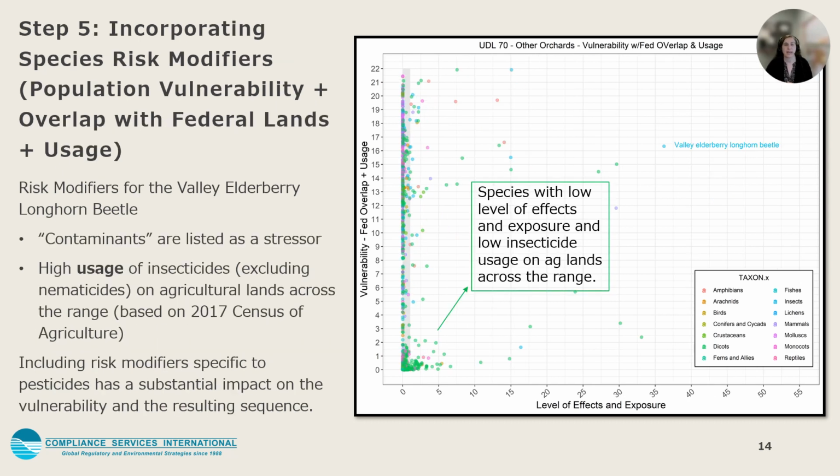Lastly, we incorporate usage data, another modifier related specifically to pesticides. For the Valley elderberry longhorn beetle, contaminants are listed as a stressor. For AMPS, we cast a pretty wide net when it came to contaminants. We didn't just look for information related to pesticides. We looked for information related to water quality and agricultural contaminants, because we wanted to make sure that we weren't missing any species that may have pesticides listed as a stressor. We recognize that we have a much wider list of species where pesticides may be listed as a stressor, and that was intentional.